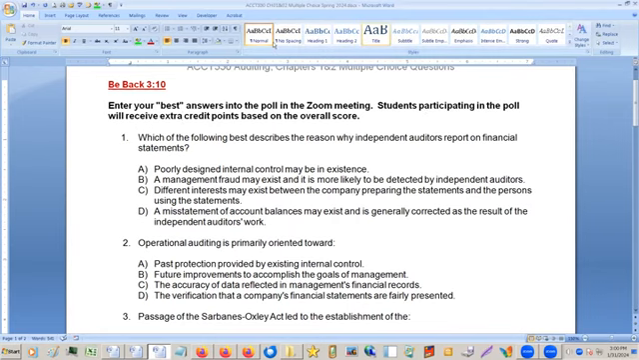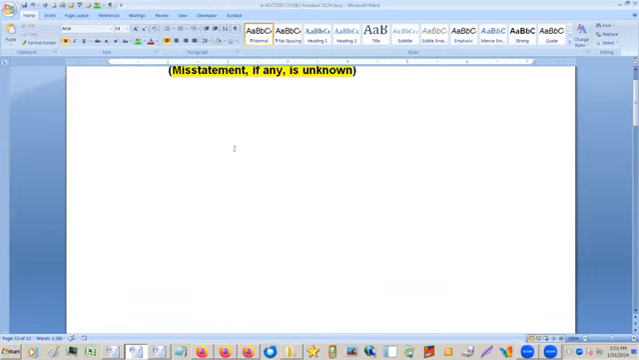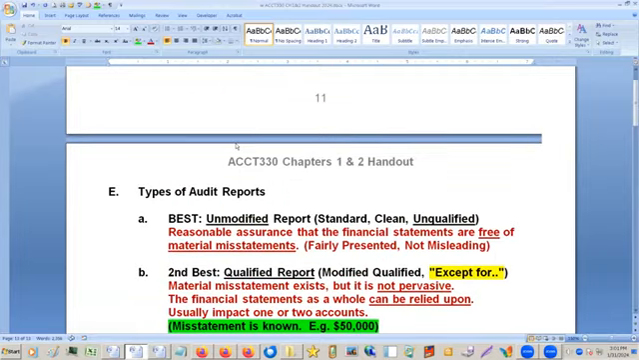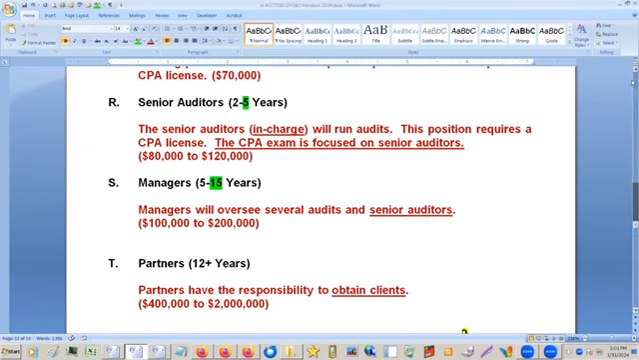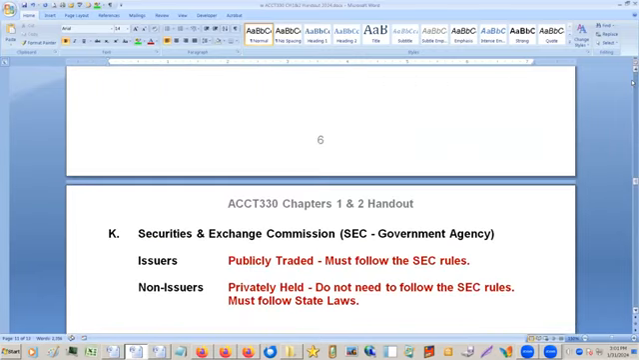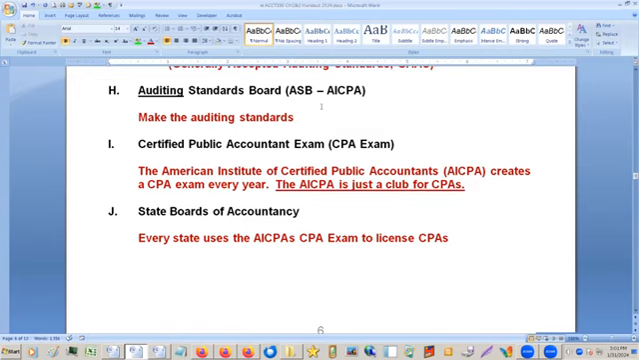Before we go to break, can you go back to H, the auditing standards board, please? Give me 1 second. I gotta do the poll here. Yeah, this is under the AICPA, and they make. Thank you. You're welcome.